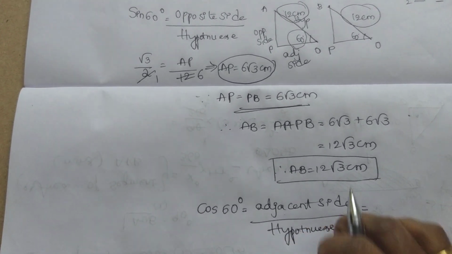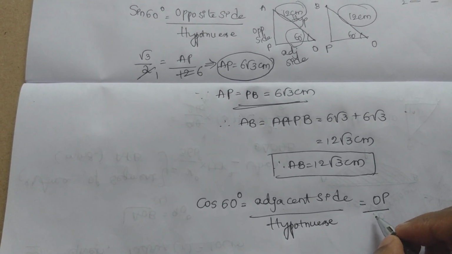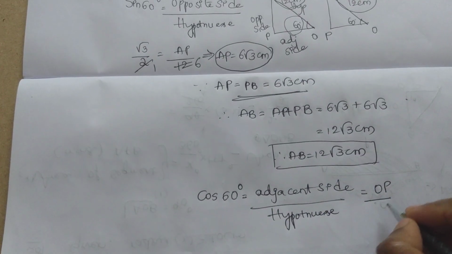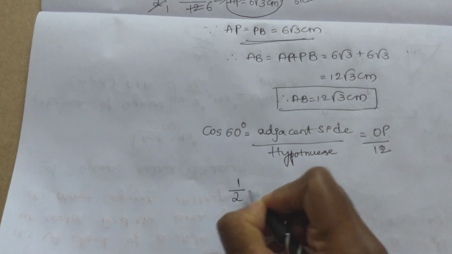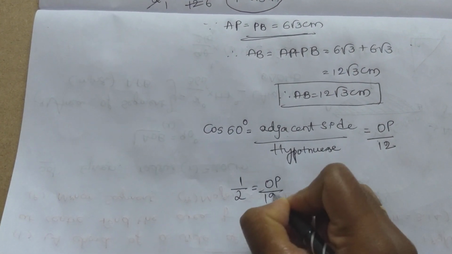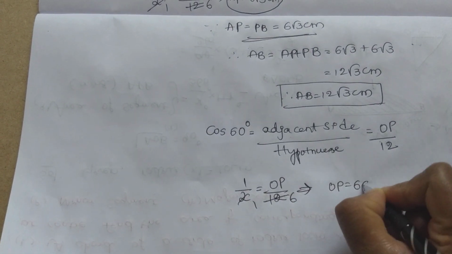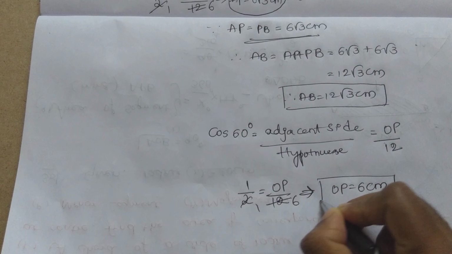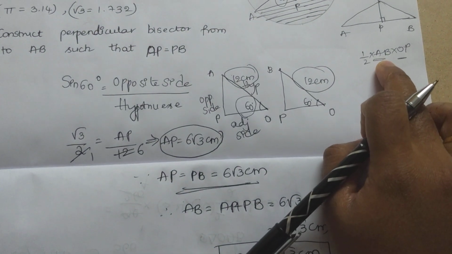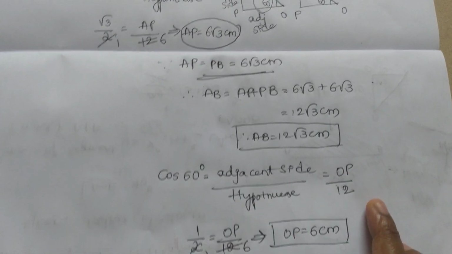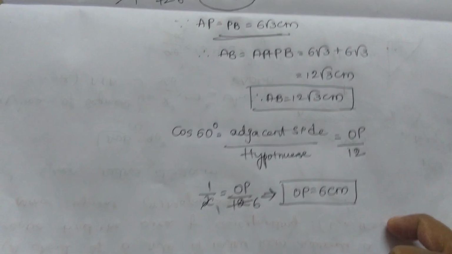That is equal to, what is the adjacent side? It is OP. OP by, what is the hypotenuse? It is 12 centimeters. Okay. So what is cos 60 value? It is 1 by 2 equals OP by 12. 2 ones are 2, 6 are 6. That implies OP equals how much? It is 6 centimeters. So you got OP value. See here, for area of triangle formula you want AB and OP, and here you got both values. You got AB value, you got OP value also. So next step, what do we need to do?